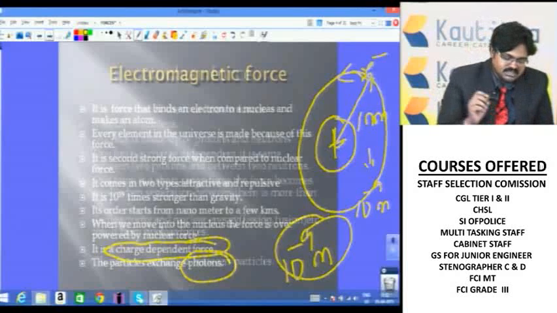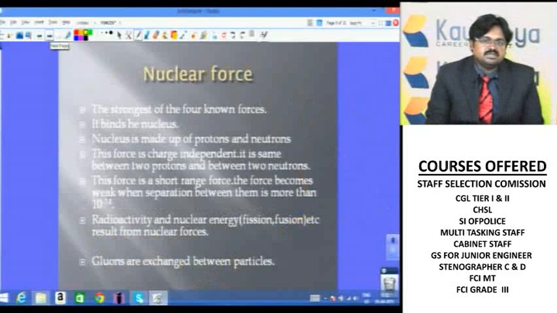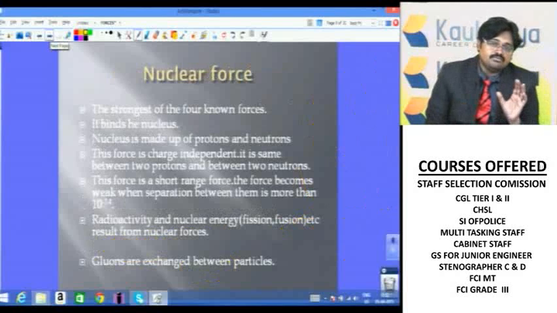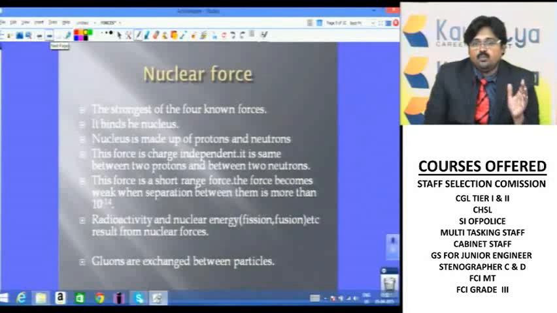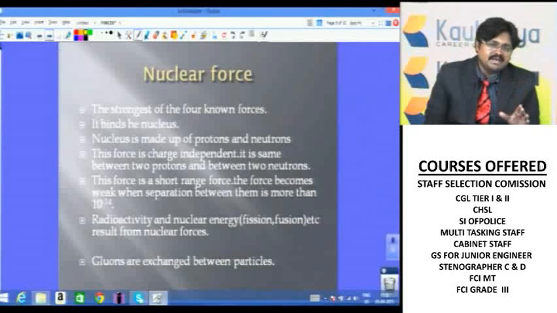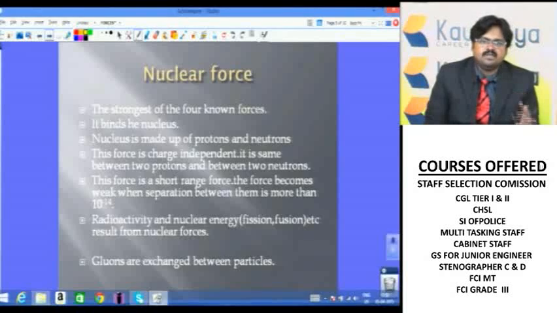Now the next force is nuclear force. Remember, nuclear force is the strongest of the four forces. Electromagnetic force is very strong when compared to the gravitational force, but nuclear force is the strongest among all four forces. So a question could be asked, which among the following is the strongest force? The four options could be electromagnetic, gravitation, weak force and nuclear force. Nuclear force is the strongest force, and you find that nuclear force is charge independent.